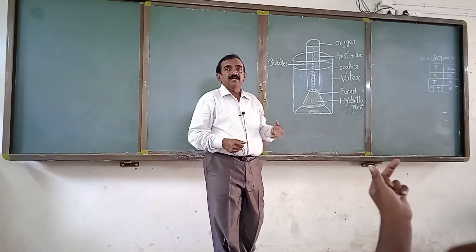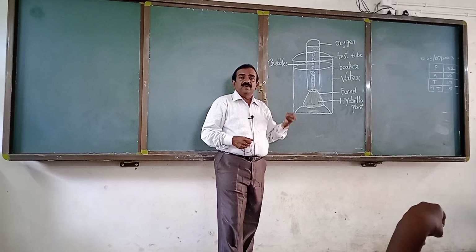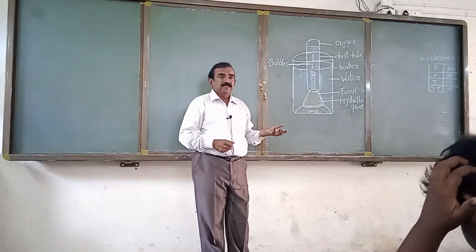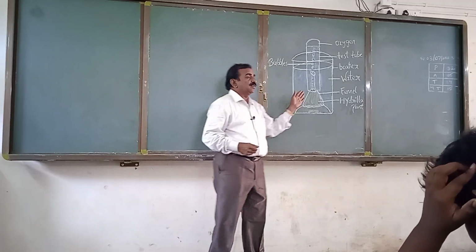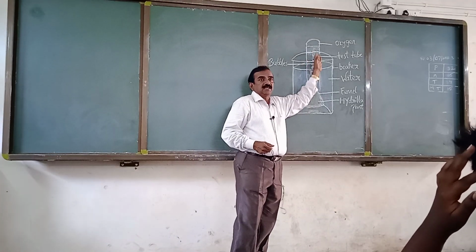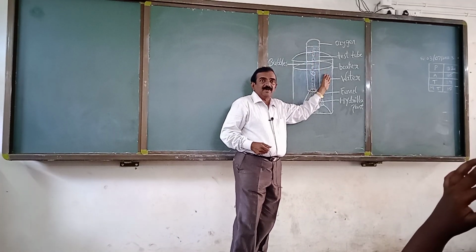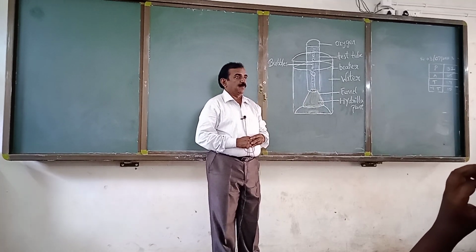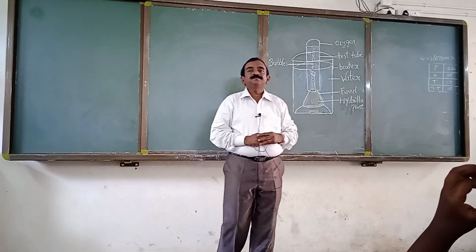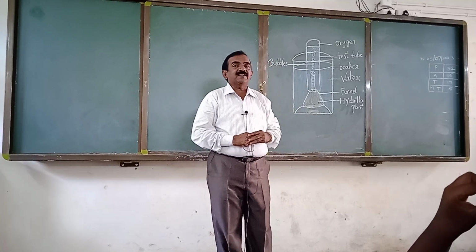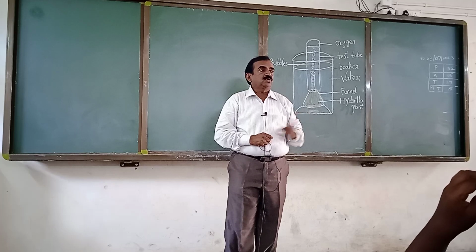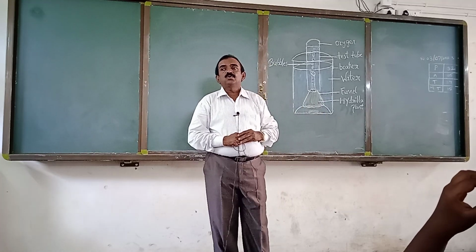In this way we conclude that plants prepare food, which is called photosynthesis. During photosynthesis they release oxygen gas. This is called the Hydrilla experiment. Today we discussed what topic? Lab activity. What is the lab activity? Hydrilla activity. Today we took how many setups? Two setups.